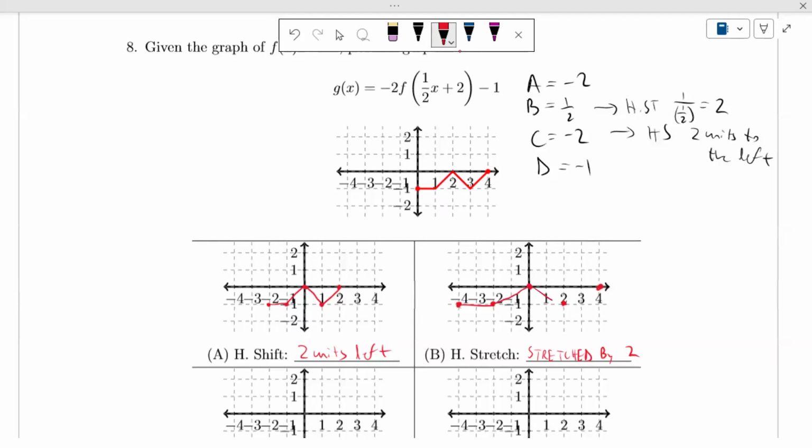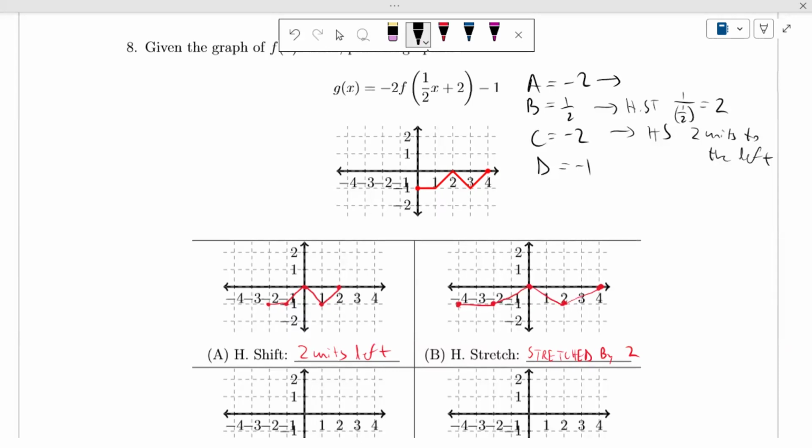Any questions on that? No questions? All right. Well, then we'll do our vertical stretch then.